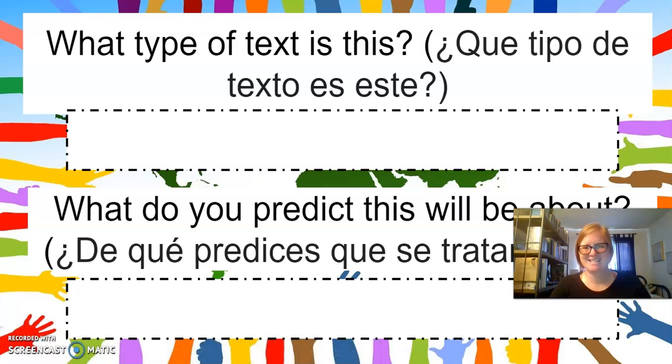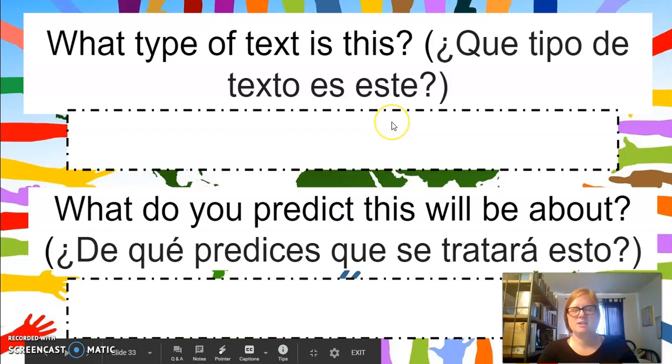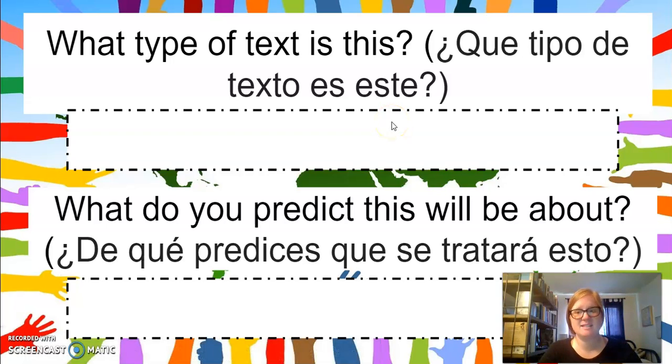What type of text is this? You're going to be looking through, looking at the pictures. You're going to see what do you think this is? And it's only pages 4 and 5. It's a fairly short story. So what kind of text do you think it is? What do you predict that this text will be about? Look at the pictures, look at the title. What do you think that this story is going to be about?